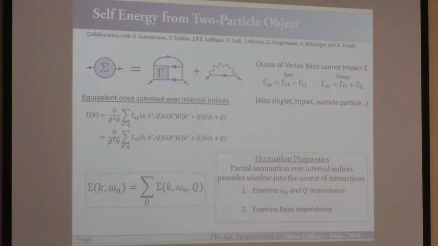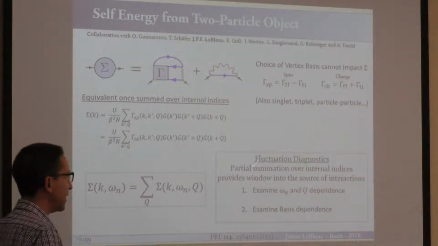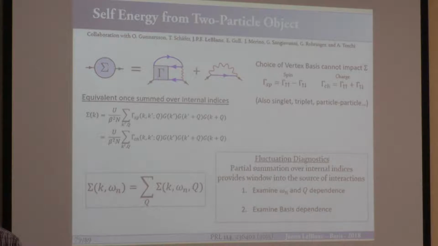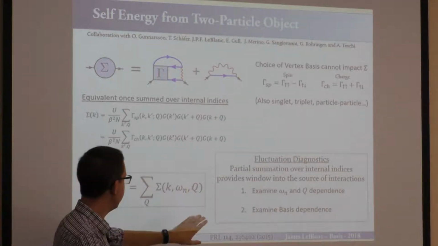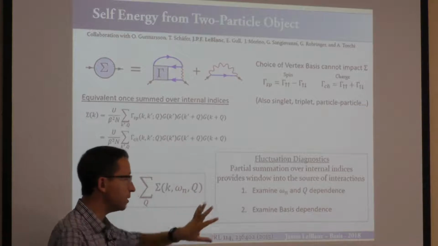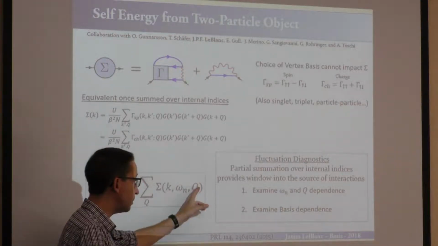Okay? And they coined the phrase fluctuation diagnostics. And the idea is that by performing a partial summation over the internal indices, it actually provides us a window into the source of the interaction. Okay? Because we can do two things. We can examine the frequency, both the fermionic frequency and the bosonic frequency, and the Q dependence.